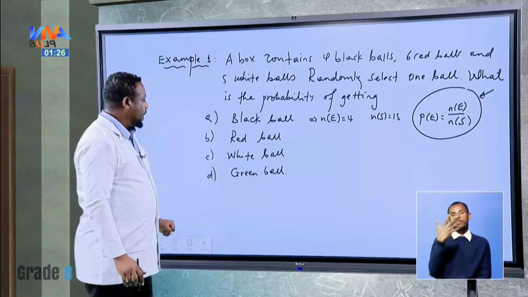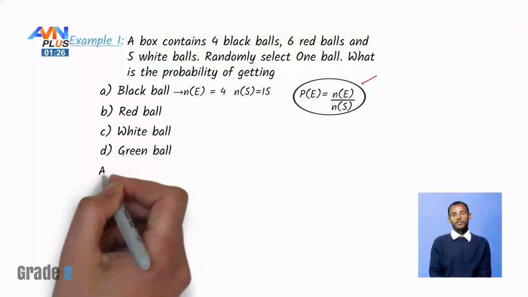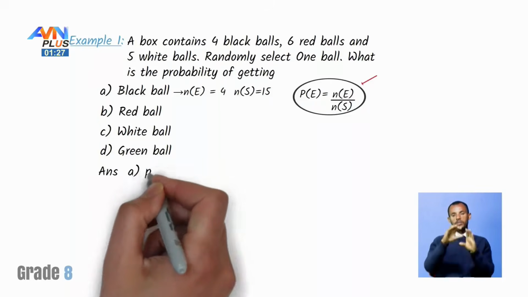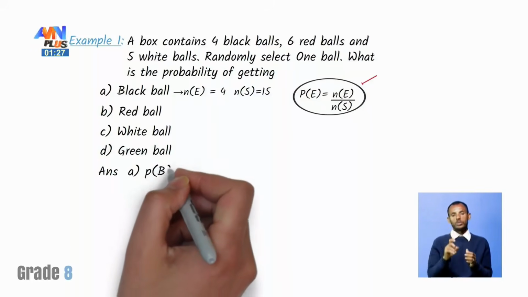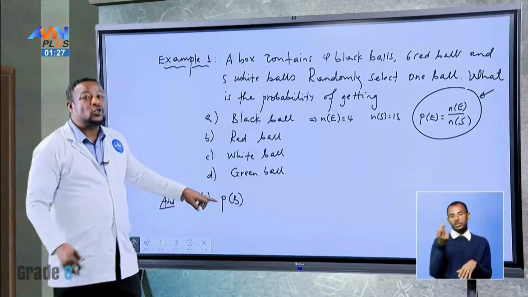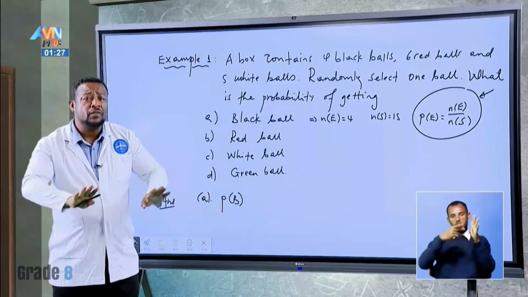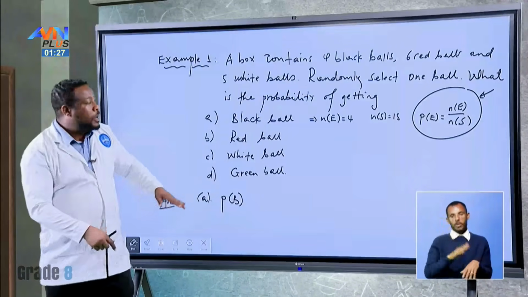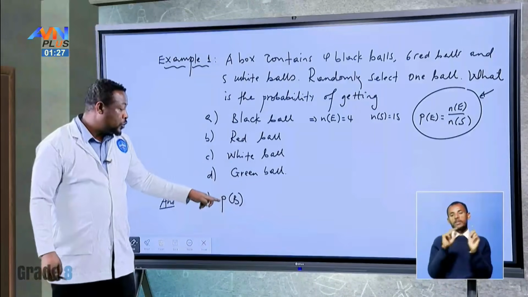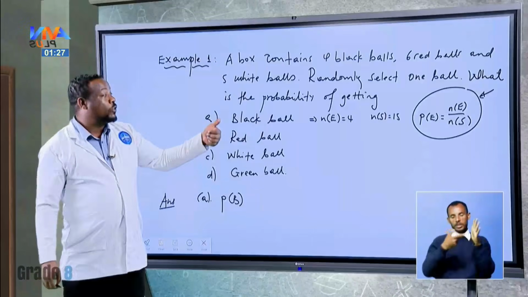Now, let's answer the A part, okay? So in A part, we are asked to calculate the probability of getting black ball. I'm using this notation to say probability of black balls, okay? You can use different notation, it doesn't matter, but to differentiate the probability of these different colors, I use P of B to shortly mean the probability of black ball.